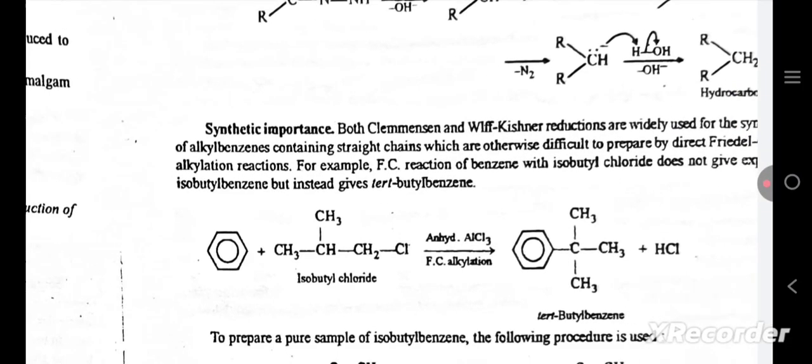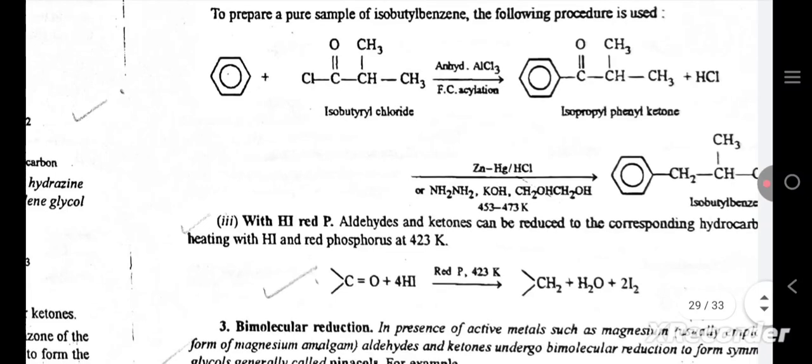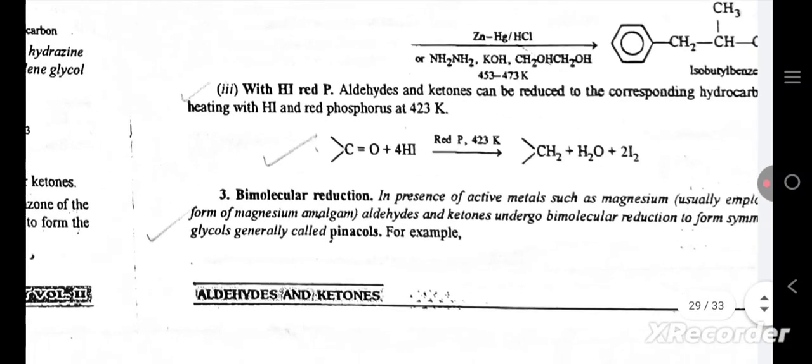Synthetic importance. Both Clemmensen and Wolff-Kishner reductions are widely used for the synthesis of alkyl benzenes containing straight chains, which are otherwise difficult to prepare by direct Friedel-Crafts alkylation reactions. For example, the FC reaction of benzene with isobutyl chloride does not give isobutylbenzene but instead gives tert-butylbenzene. To prepare a pure sample of isobutylbenzene, the following procedure is used. With HI and red phosphorus, aldehydes and ketones can be reduced to the corresponding hydrocarbon by heating with HI and red phosphorus at 453 Kelvin.